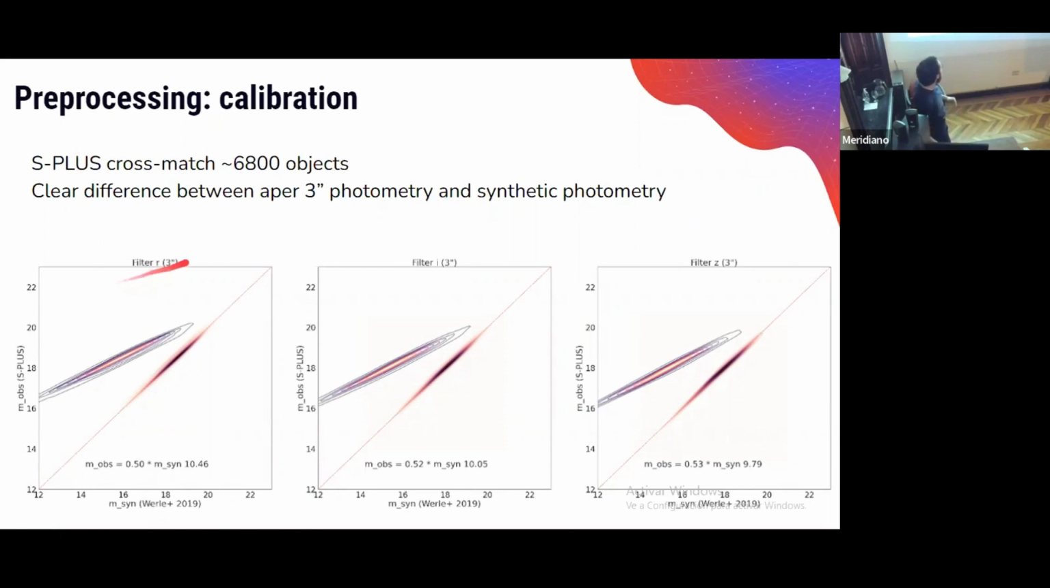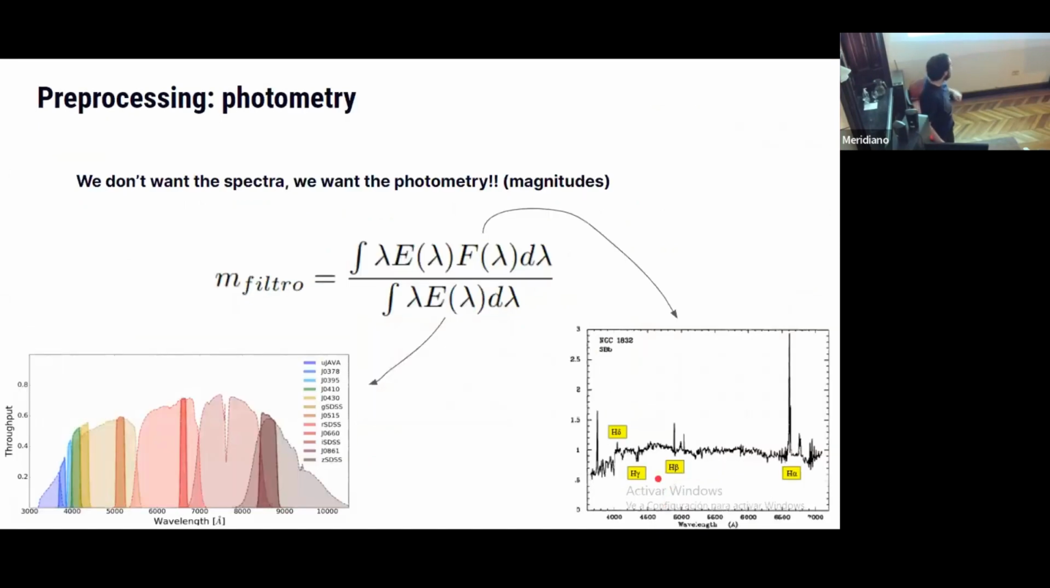The plots over here are showing a cross match that we made between our data set, the 137,000 galaxies, and the whole S+ catalog, and we obtained about 7,000 objects that were cross-matched. And so we plotted over here for each filter. These are just 3 of the 12 filters, the R, I, and Z. We plotted the observed magnitude, so the value directly from the telescope from the S+ survey, and the synthetic magnitudes that were calculated via this formula over here from the spectrum.